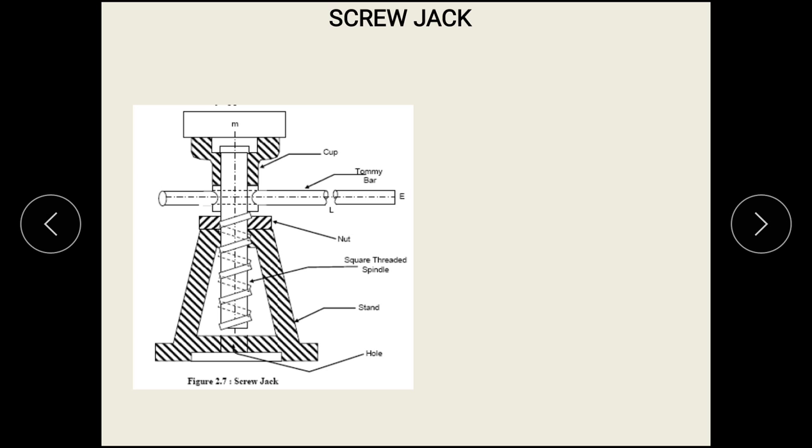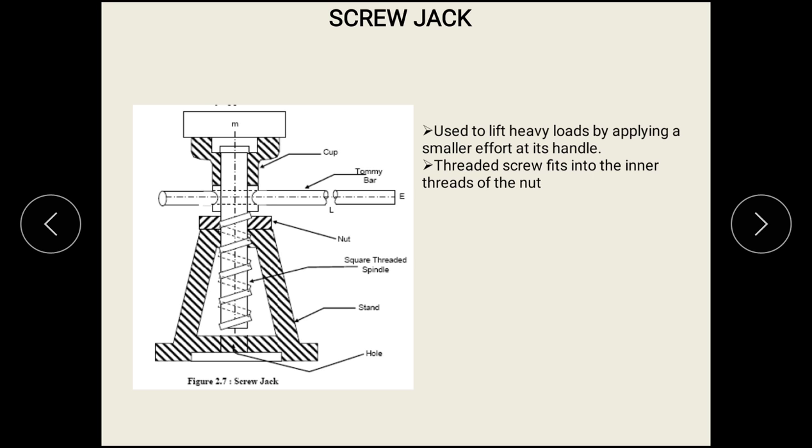A typical screw jack is shown in the figure. The cup and stand, nut and screw are also shown in the figure. The Tommy bar helps to apply the load at the end of the lever. So a minimum amount of effort is required to lift a higher amount of load. First, it is used to lift heavy loads by applying a smaller effort at its handle.